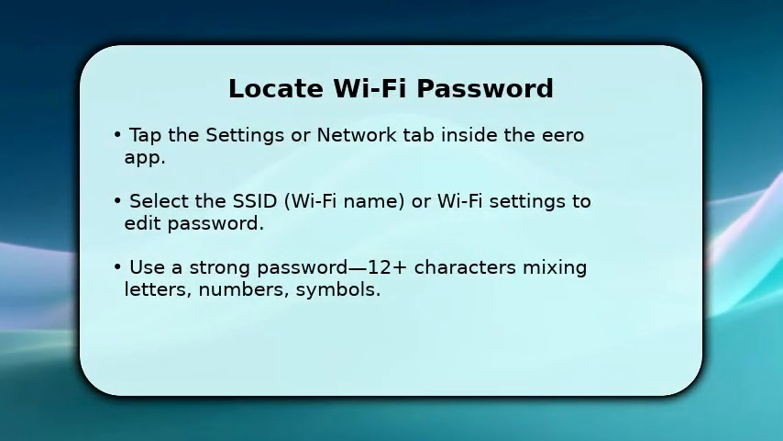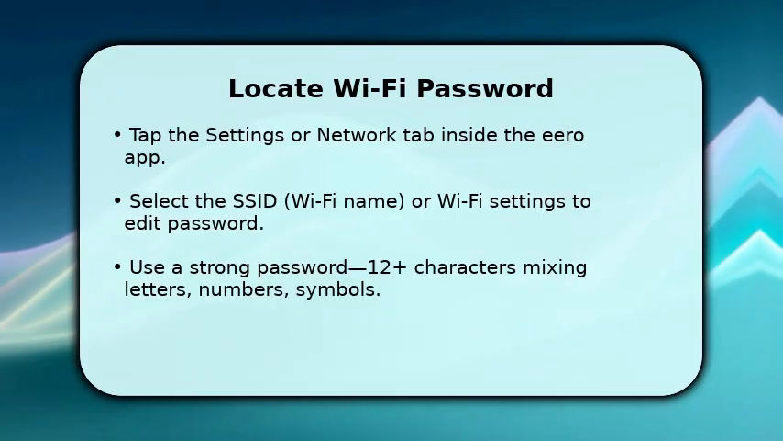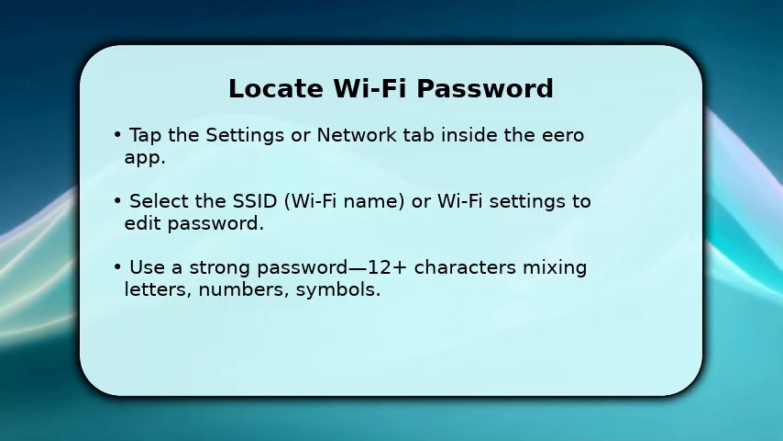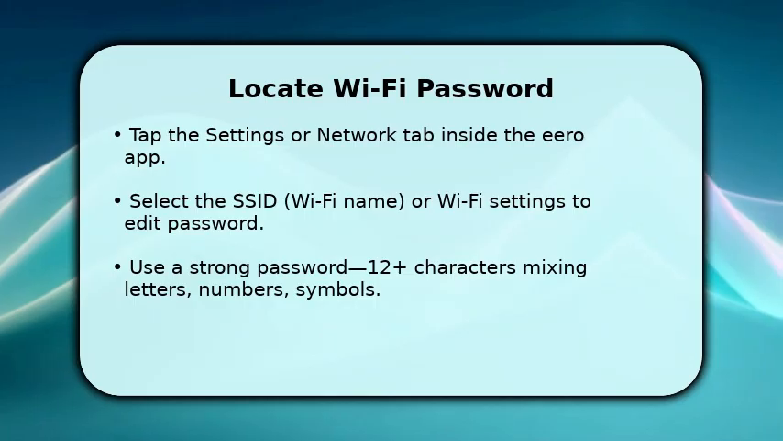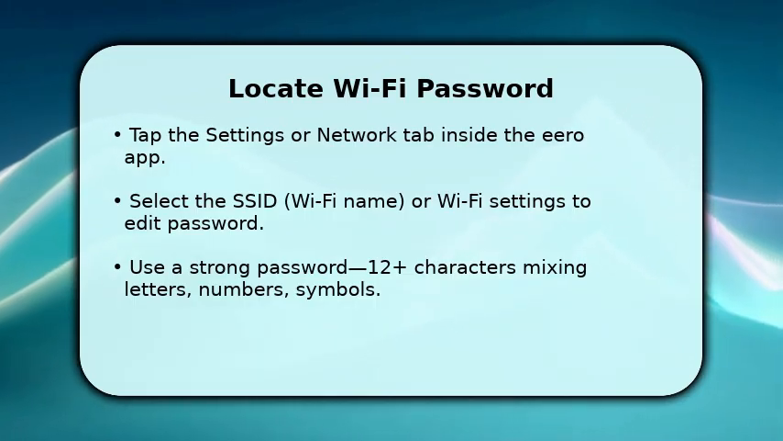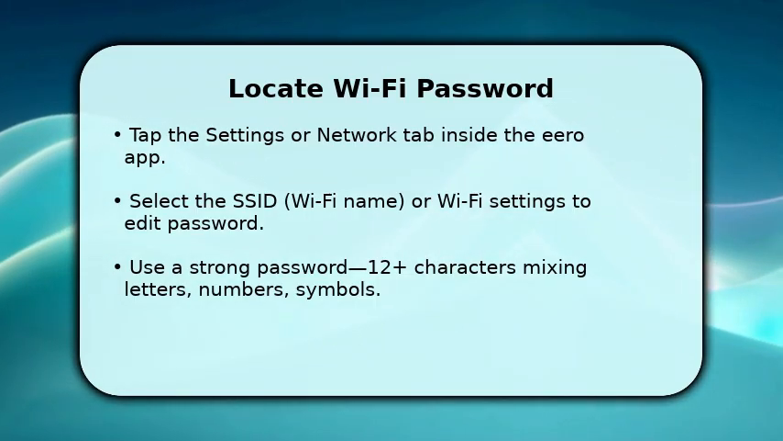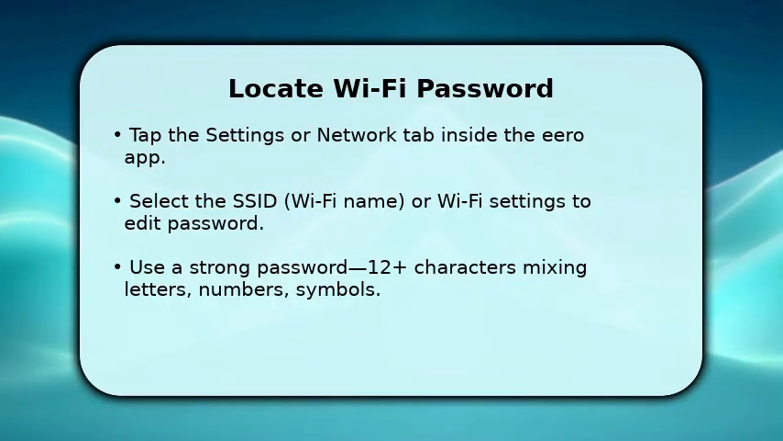Next, you go into Eero's network settings to change the password. From the home screen, tap Settings or Network, then choose your Wi-Fi name or Advanced Wi-Fi settings. Once there, select Change Password and type a new secure password. Aim for at least 12 characters with mixed types. Make sure to note capitalization and special characters because Wi-Fi is case-sensitive. After entering the password twice to confirm, you're ready to save and push the update to your network.